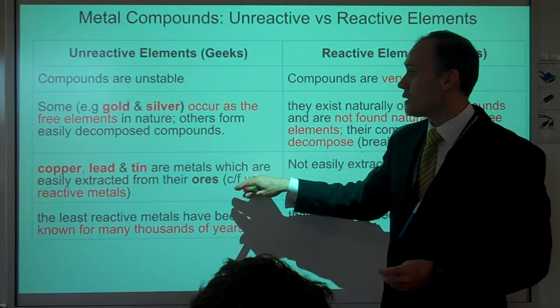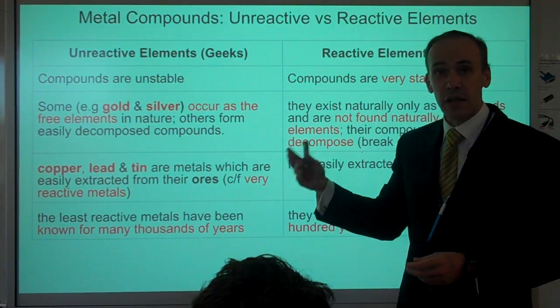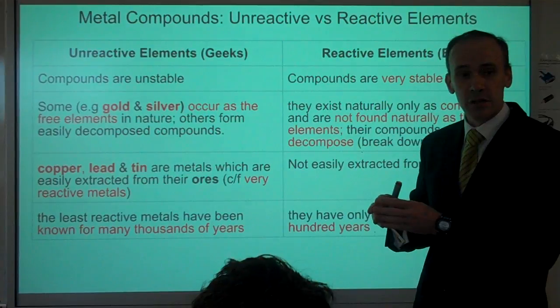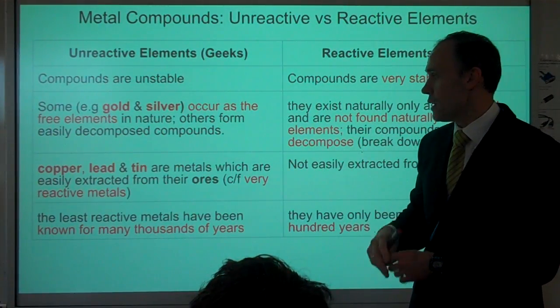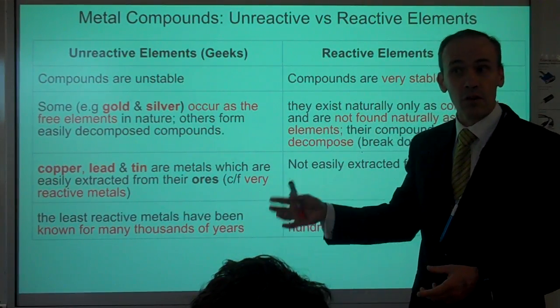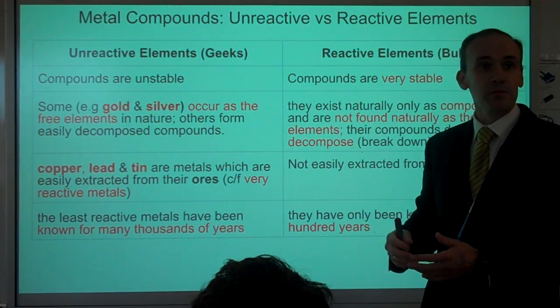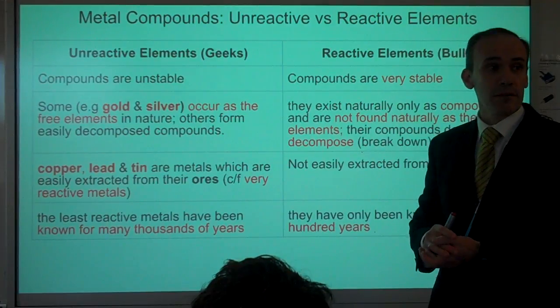Copper, lead and tin are metals which are easily extracted from their ores, and they are fairly reactive metals. Because they're reactive, they do form compounds in nature, but you can pull them out pretty easily. Not much energy is required. The least reactive metals have been known for many thousands of years. Gold, for example, as I mentioned, you can find it on the ground. It doesn't break down, it doesn't react with air, it doesn't react with water. It can just sit there.